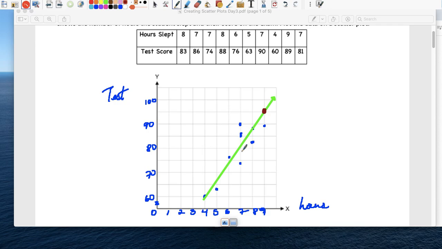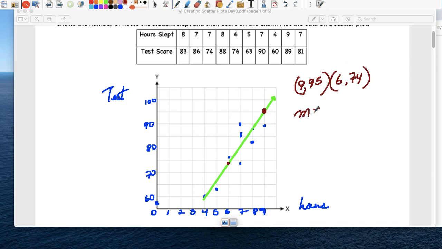This point and another point, if I can use my glasses. And the other point that I'm going to select is, I don't know, let me pick this point here. So the first point here looks like a 9 and 95, right? He sleeps 9 hours, gets 95. And then this point looks like 6, and I'm going to approximate that second number to about 74. So now I can use these 2 points and find the slope.